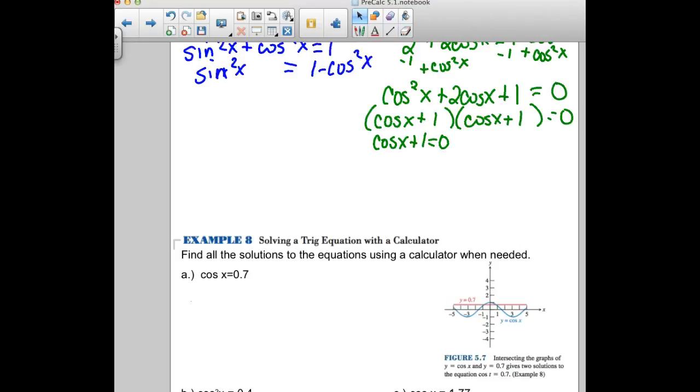All right. So finishing up, that means cosine of x would have to be negative 1, which happens at our angle of pi. All right, so we're going to stop there for today.